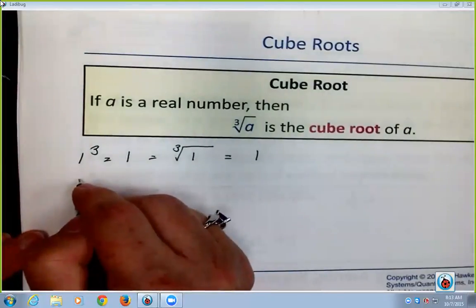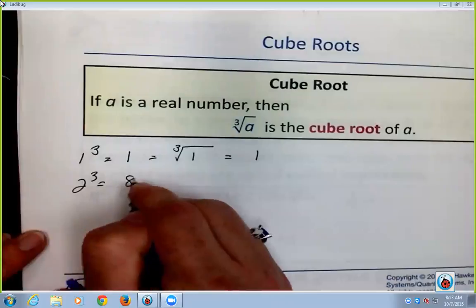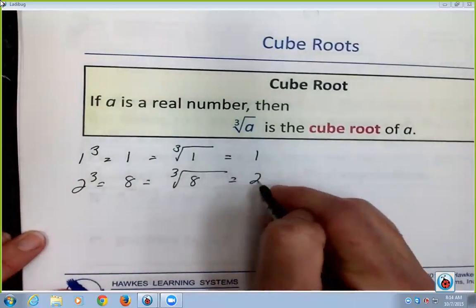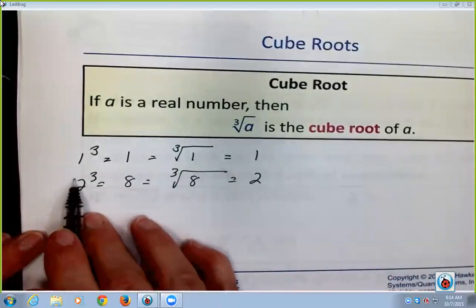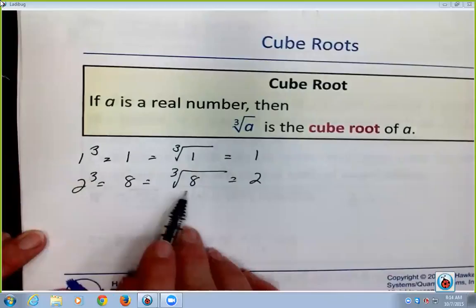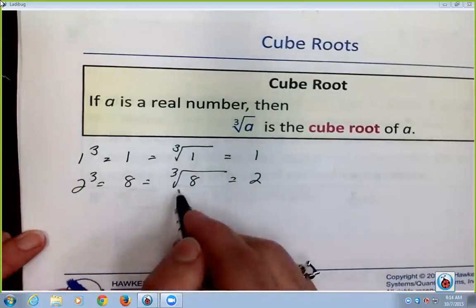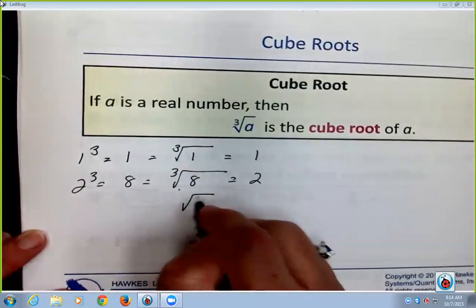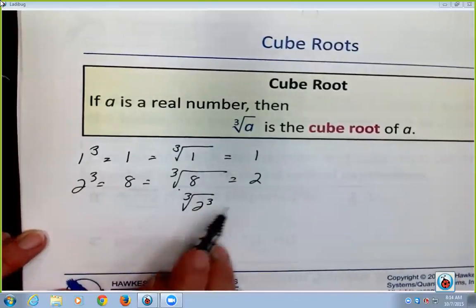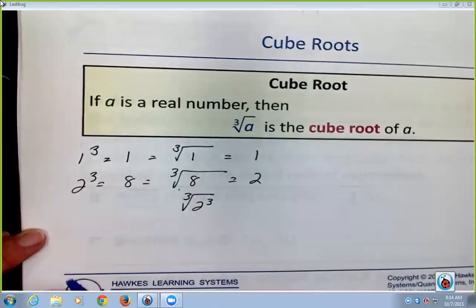If I have 2 cubed, that's 8. The cube root of 8 is 2. So I go automatically right back to my base. And notice my base was raised to the 3rd power. Because this is a 3, I could have also looked at this as the cube root of 2 cubed. When these two match, that means I can pull out that base. And we're going to do a lot more of those in 9.2.